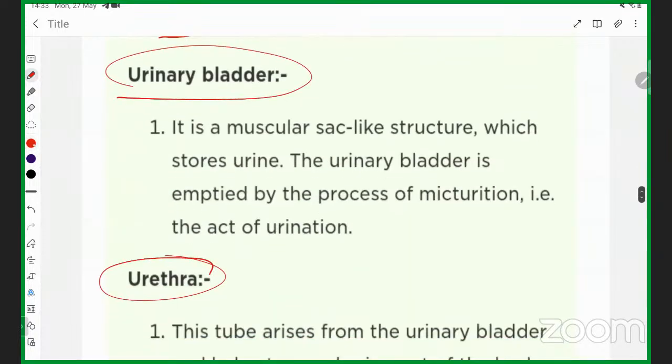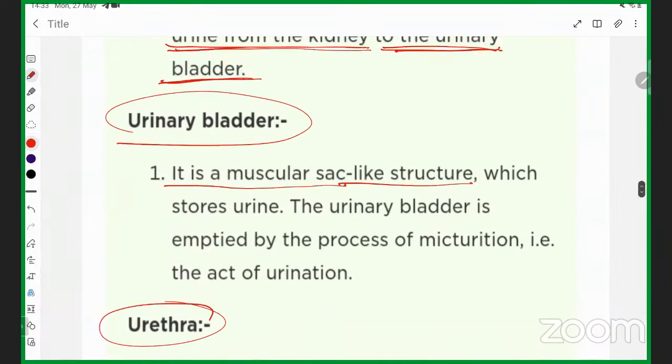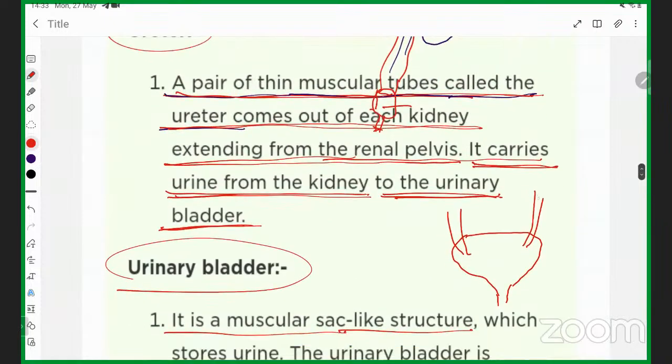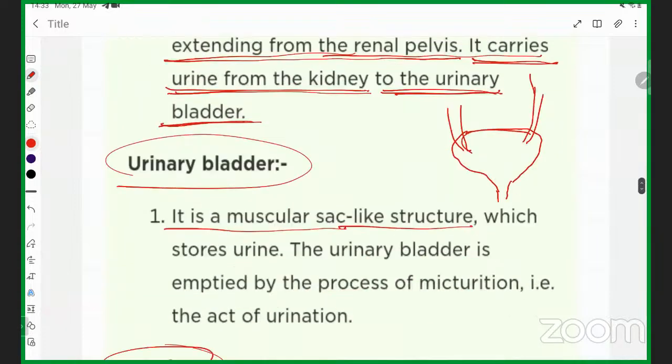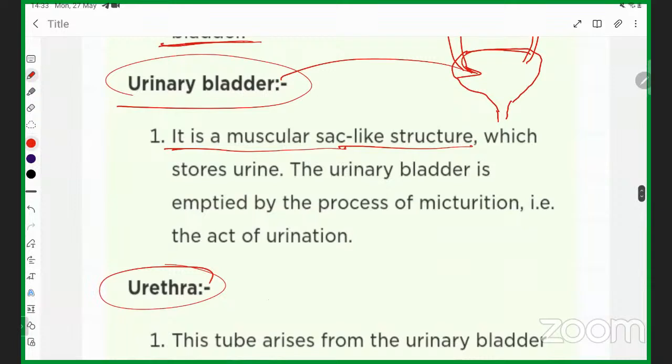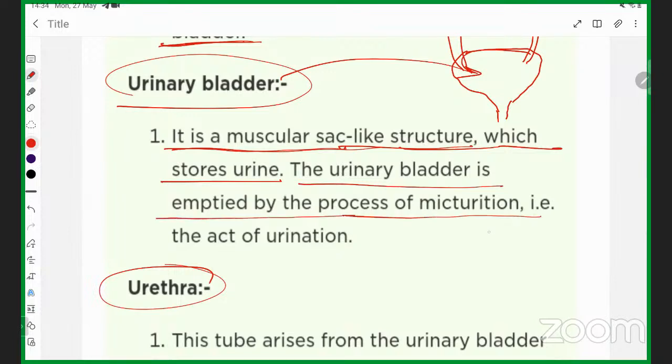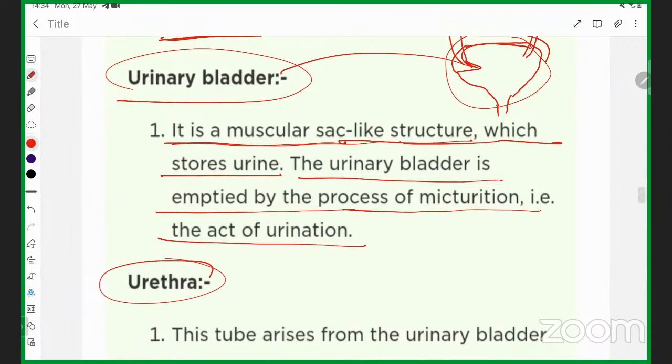Now let us understand what we mean by the urinary bladder. It is a muscular sac-like structure, like this one. The ureter is coming from the kidney, and this is the urinary bladder. It is a muscular sac-like structure which stores urine. The urinary bladder is emptied by the process of micturition, that is, the act of urination. So it stores the urine, student, and by urination it can be removed.